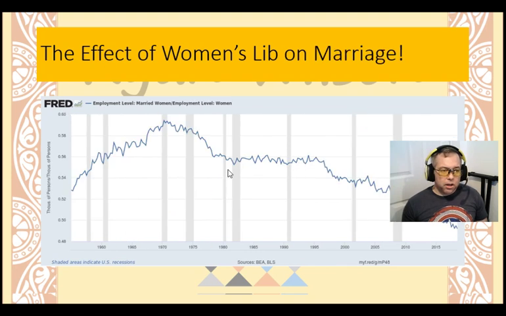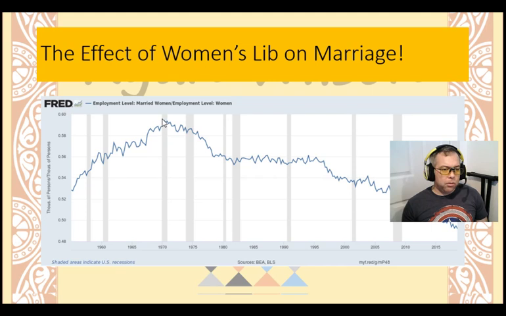So let's get to the next slide. Here we have the employment level. This is taken from the same statistic. This is the total number of women employed, and this is the number of married women who are employed. So the percentage of married women employed to the total number of women employed, look at this. In this case, women weren't really working here, right? So this percentage is skewed.